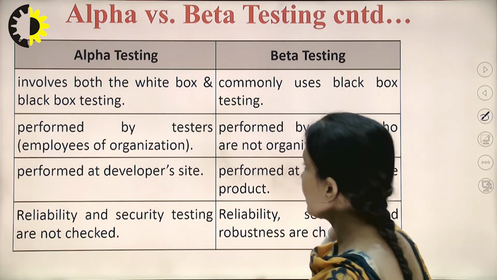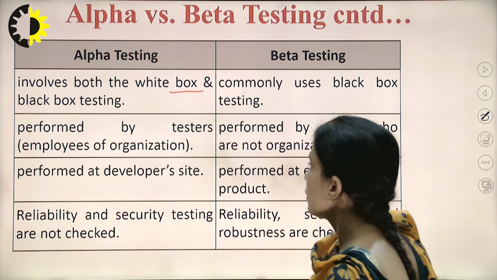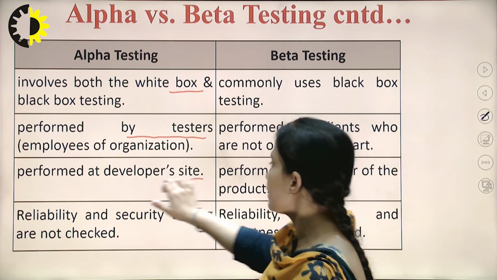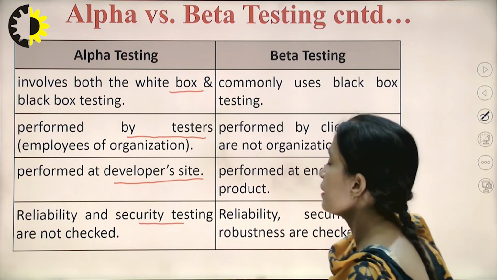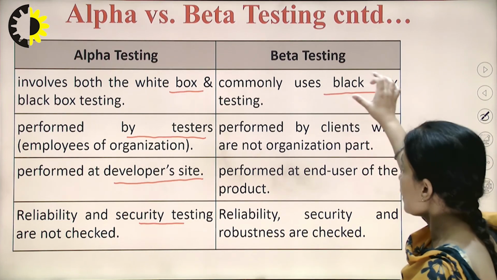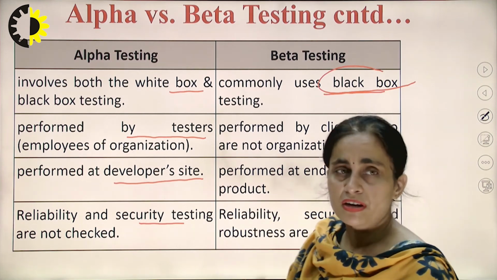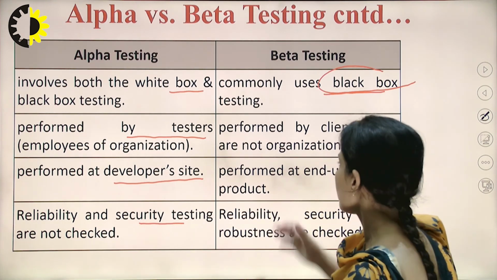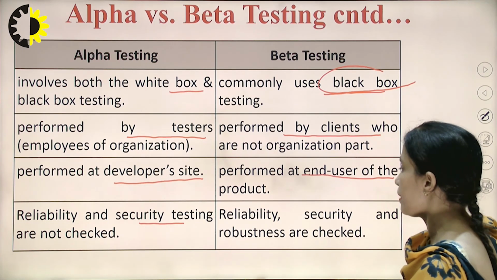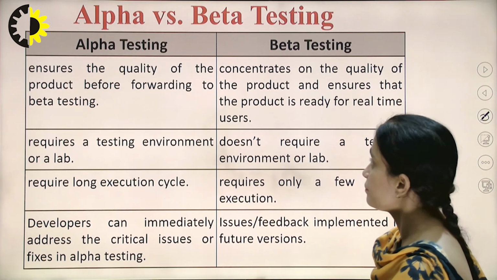Alpha testing involves both white box and black box testing. It is performed by testers at the developer side, and it checks the reliability and security. If we talk about beta testing, it generally opts for the black box. It is not aware of what the function of those modules is. It is performed by the clients at the end user side, and it talks about the reliability, security and robustness.